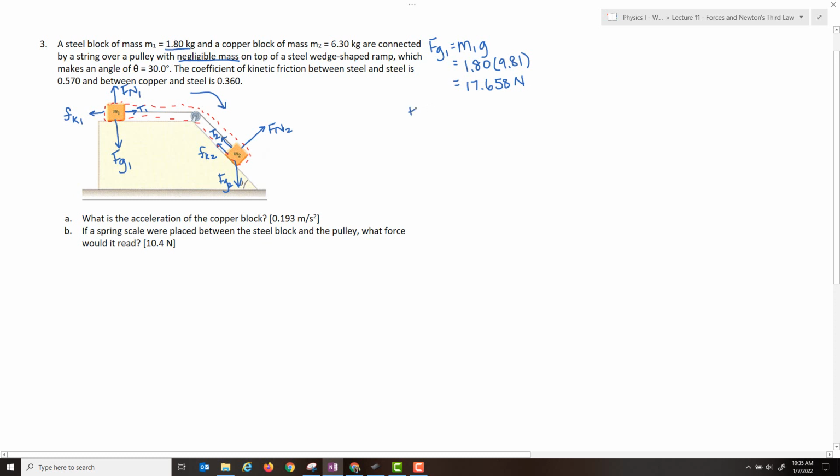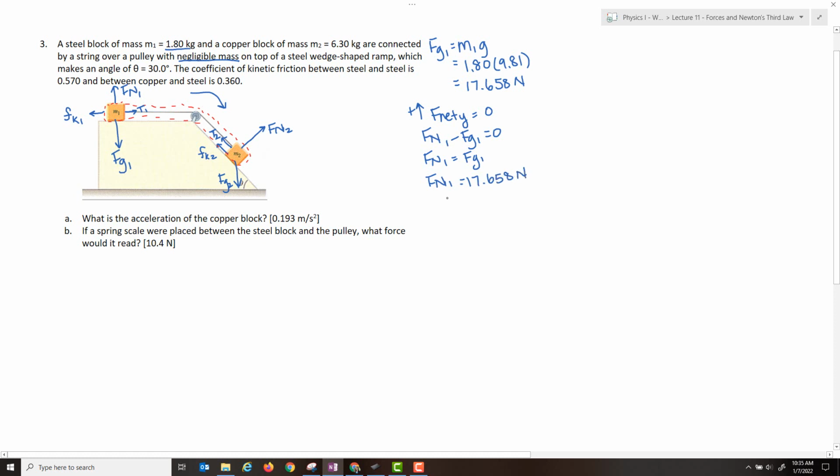I can find the normal force, so Fn1. I know that my net force in the y direction for this object, F net y, must equal 0 because the object is not moving in the up or down direction. So the normal force and the Fg1 must cancel each other out. So I could write it out if I wanted to. F normal is positive direction, gravity is in the negative direction, so it's minus. Together they make 0. So if I solve for the normal force, it has to equal force of gravity. That makes sense. They need to cancel one another out. So my normal force would be 17.658 as well.